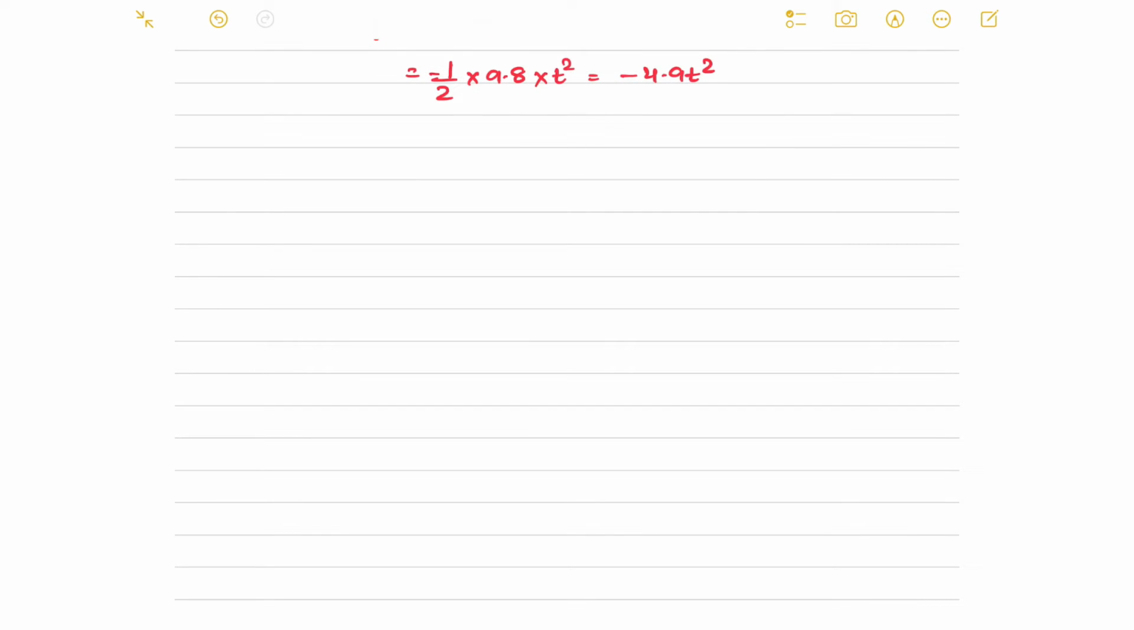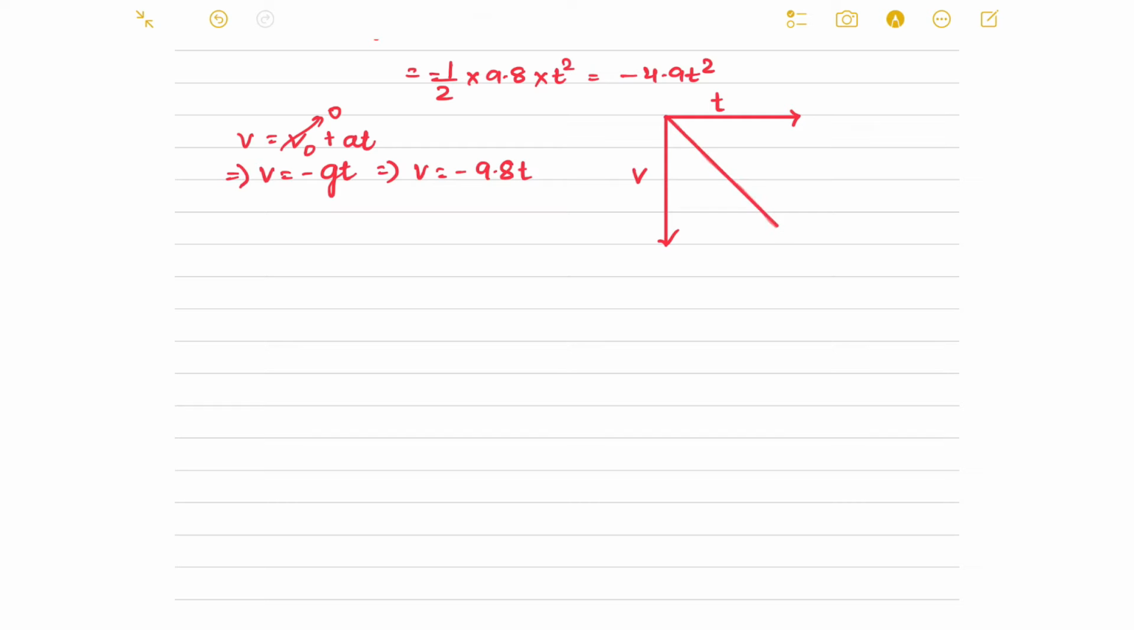Now the first equation of motion is given by v is equal to v0 plus at. Here also we will be doing the same thing. We will be replacing a by minus g and v0 by 0. This implies that v is equal to minus gt, or v is equal to minus 9.8 t. So the graph of v and t can be represented as this, since v is directly proportional to t.